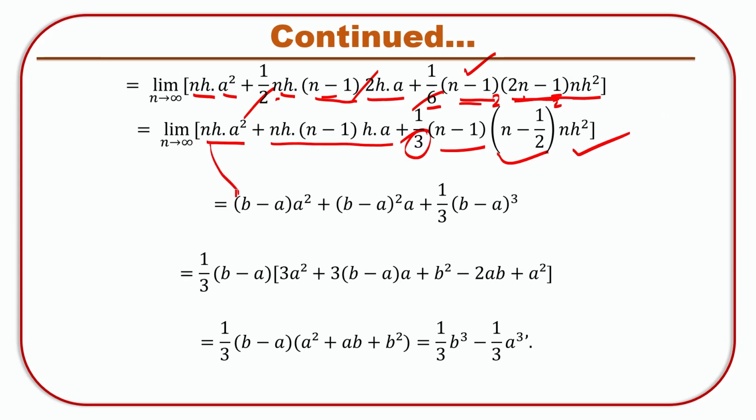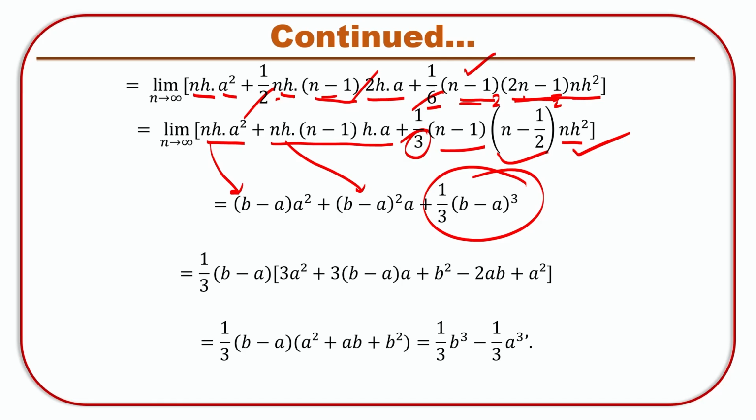So nh is nothing but b minus a. And here nh square, so you can take this nh, and this will give you n minus 1 into n minus 1 by 3. So this is nothing but (b minus a) whole. So as you can see, whenever you simplify the equations, it comes out in length.